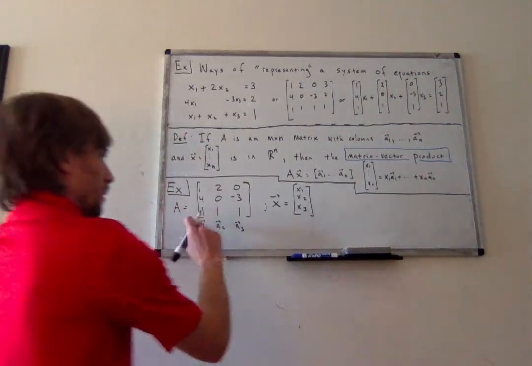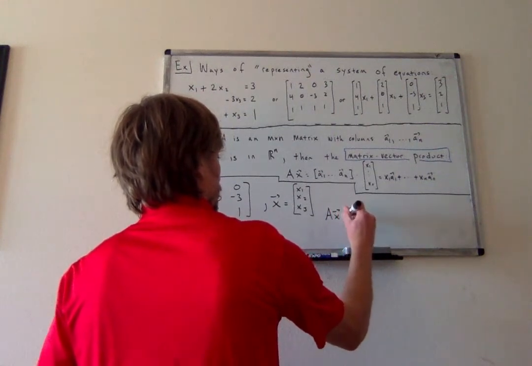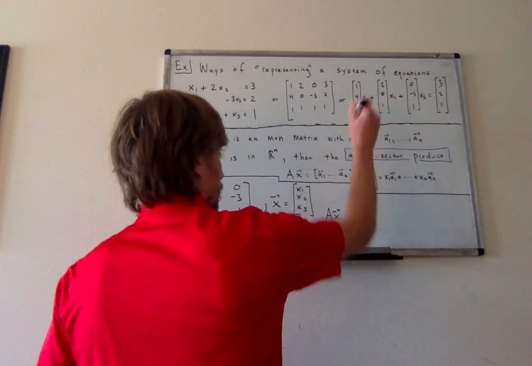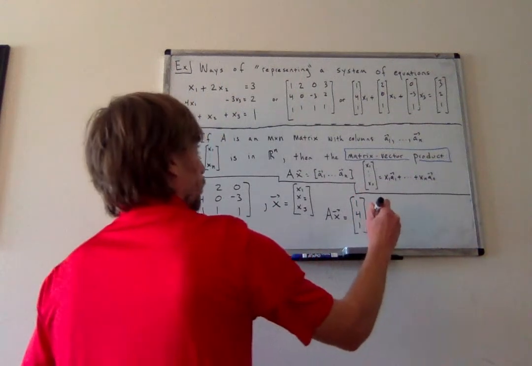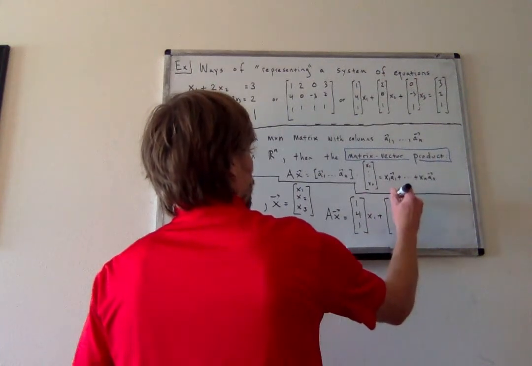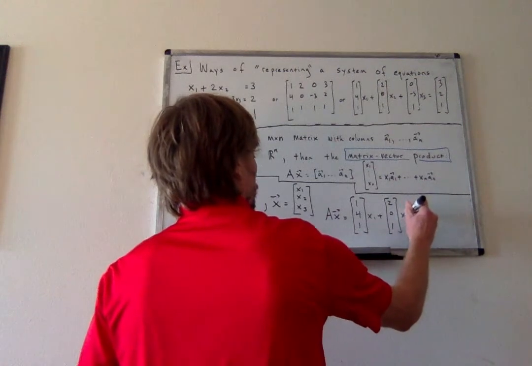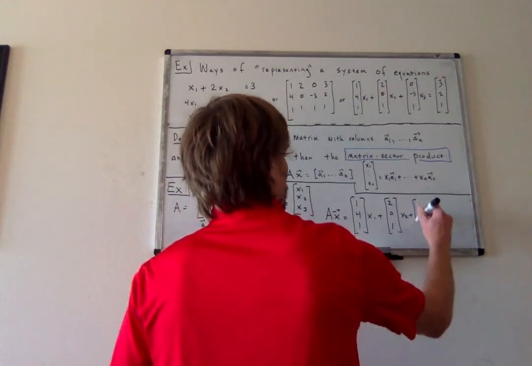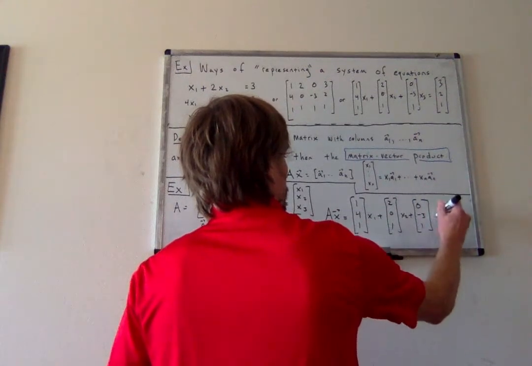Then what this definition tells me is that A times x is actually just equal to this vector equation I represented up here: 1, 4, 1 times x1 plus 2, 0, 1 times x2 plus 0, negative 3, 1 times x3.